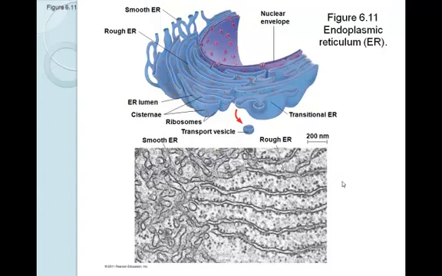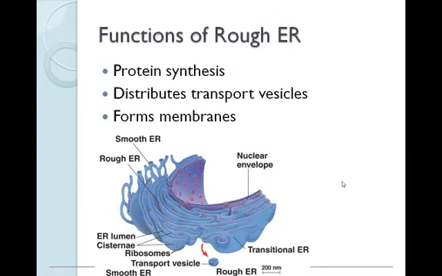The rough ER looks like flattened sacs and has knobby bumps of the ribosomes that are attached to it. The smooth ER looks like tubules and lacks the knobs or bumps on its surface. The rough ER is involved in protein synthesis. Any protein that is destined to be contained in a membrane-bound vesicle will be synthesized within the rough ER. The rough ER then distributes the proteins in transport vesicles, which travel to the Golgi apparatus. In addition, the enzymes for membrane synthesis are located in the rough ER.